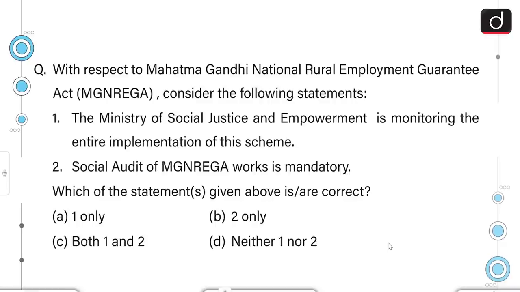With respect to Mahatma Gandhi National Rural Employment Guarantee Act, consider the following statements. The Ministry of Social Justice and Empowerment is the monitoring authority of the entire implementation of this scheme. And social audit of MGNREGA work is mandatory. We have to select the correct statement. Option B is going to be the correct answer.